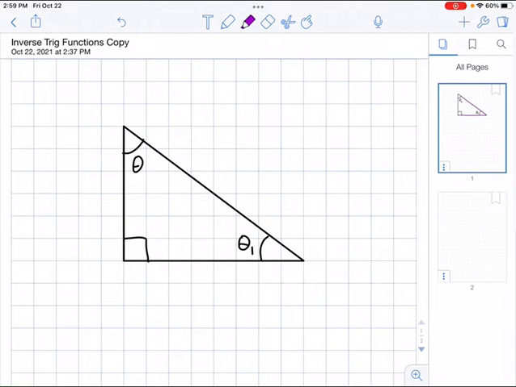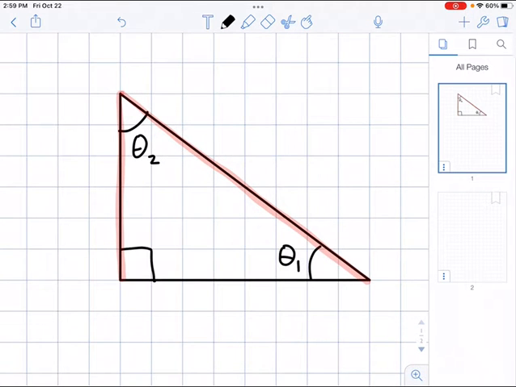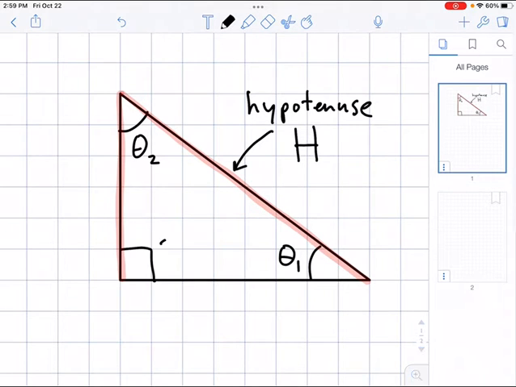And notice that angle 2 is formed by this line in red that I'm highlighting and this line in red that's right here, okay? So let's work with angle 2 since it's highlighted. Well, when you have a right triangle, the longest side of the triangle is called the hypotenuse. And usually we just label it H. Okay, so remember, that is the side that is across from the 90-degree angle. It's the longest side of the triangle.